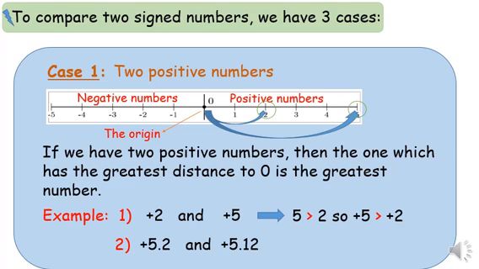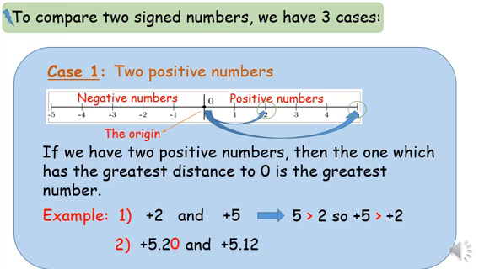Now let's see another example. +5.2 and +5.12. Here we have two decimal numbers. To compare two decimal numbers, if they have the same whole part, then they should have the same decimal part. So we have to add here 0.